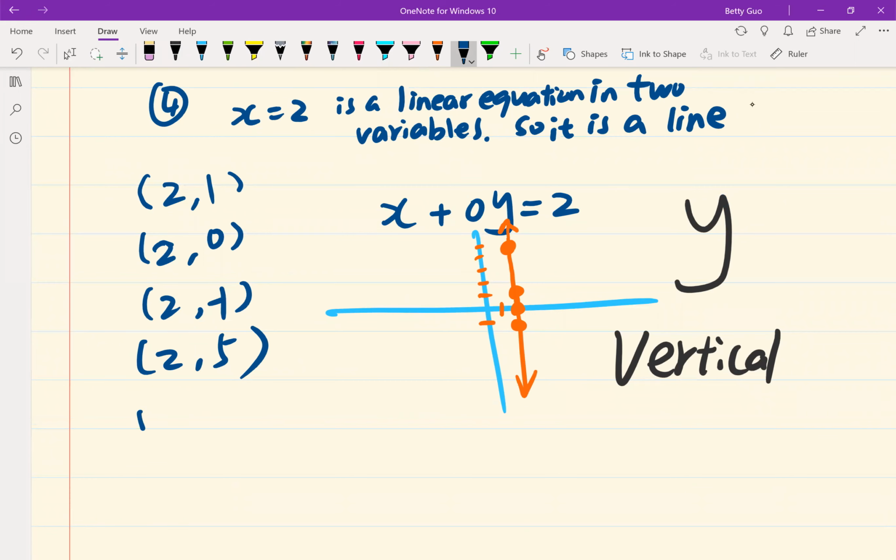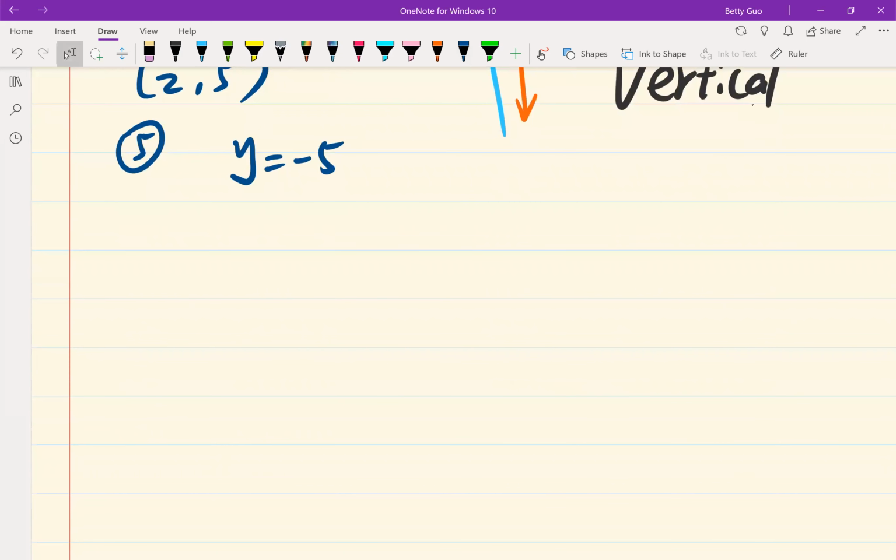Number 5, we have the equation y equals -5. We explained earlier, this equation is also a linear equation in 2 variables with the coefficient of x equal to 0. So this equation is also a straight line. What kind of straight line? Let's find some solutions.